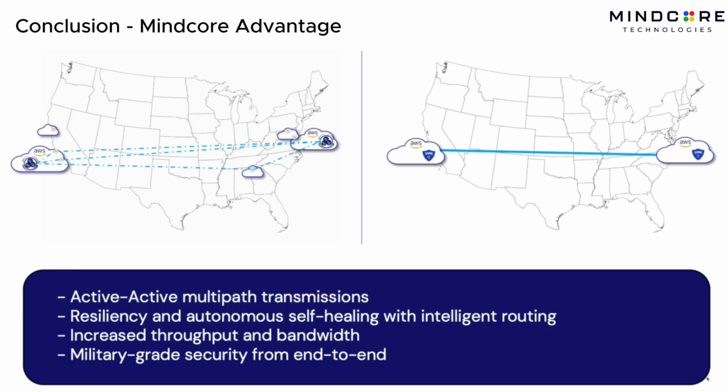In conclusion, the dispersive solution offers a handful of advantages over a traditional IPsec point-to-point tunnel solution. Active-active multipath transmissions allow for highly obfuscated transfer of data. Data deflects bring resiliency and autonomous self-healing with intelligent routing decisions. The solution architecture allows for increased throughput and bandwidth, and the final result is a high-performance, military-grade security solution from end to end.